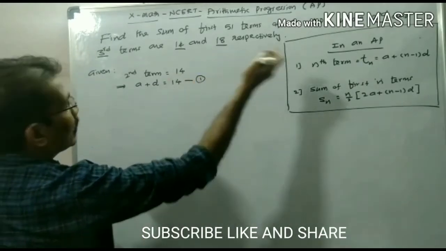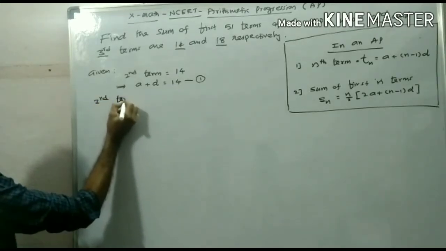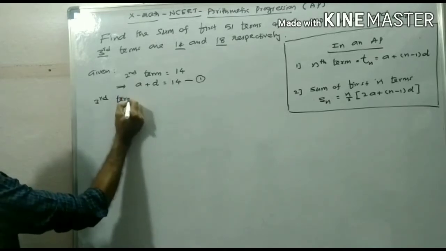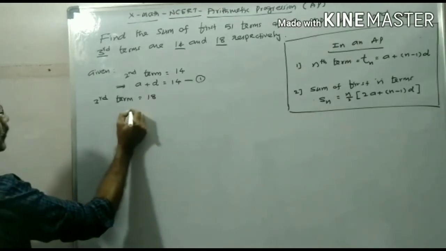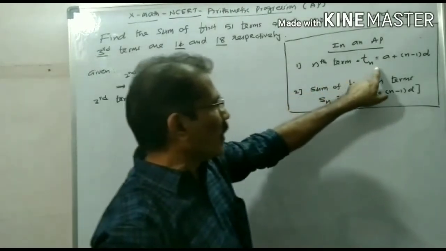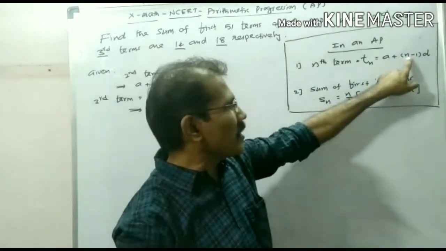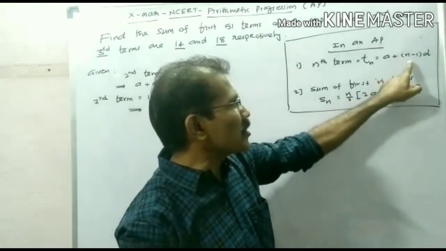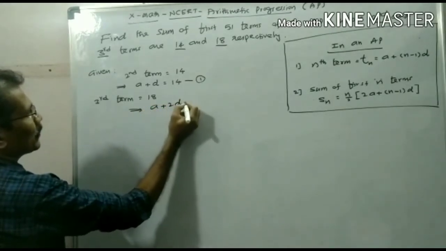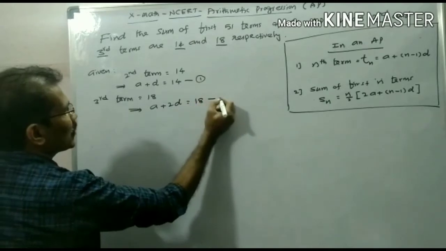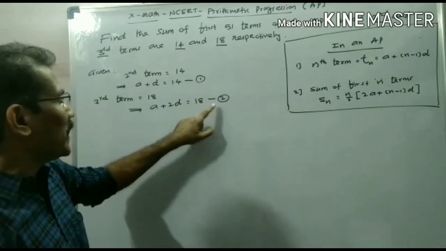Fine. Next, the third term of the AP is given as 18. How do you write the third term? The same thing. In Tn, put n is equal to 3. There you are getting 3 minus 1, it is 2. So a plus 2d. The third term is going to be a plus 2d, which is equal to 18. It is equation 2. By solving equations 1 and 2, first we can get the a and d values.